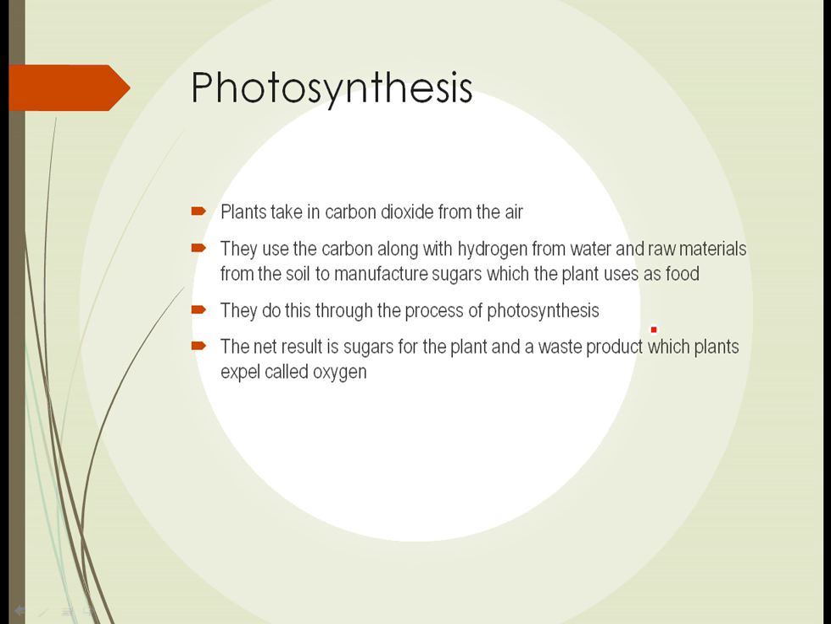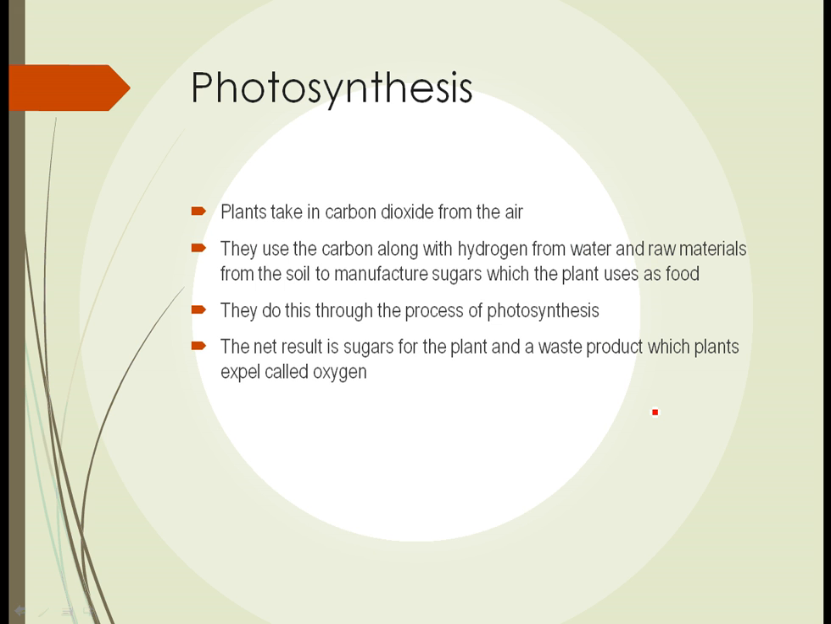Photosynthesis. This is a key process for plants. It's kind of their whole trick. Plants have the ability to take in carbon dioxide from the air around them. They then split the oxygen molecules from the carbon atom and combine the carbon with hydrogen and some raw materials that come from the soil, and they manufacture sugar. And sugar is what a plant uses as food.